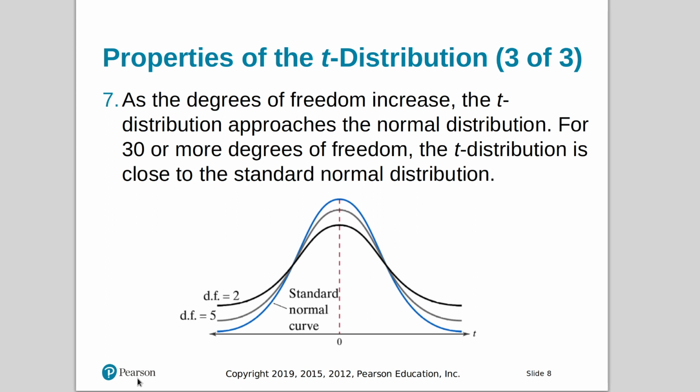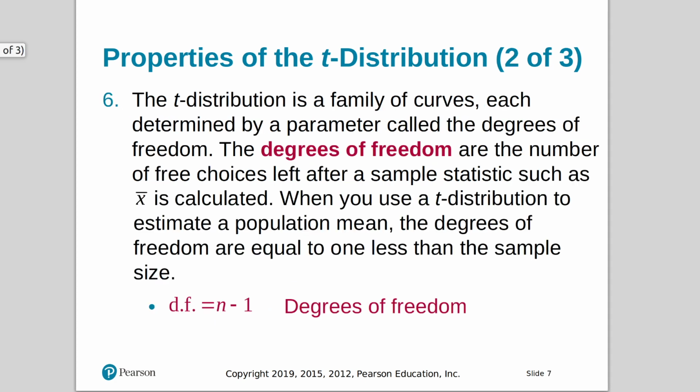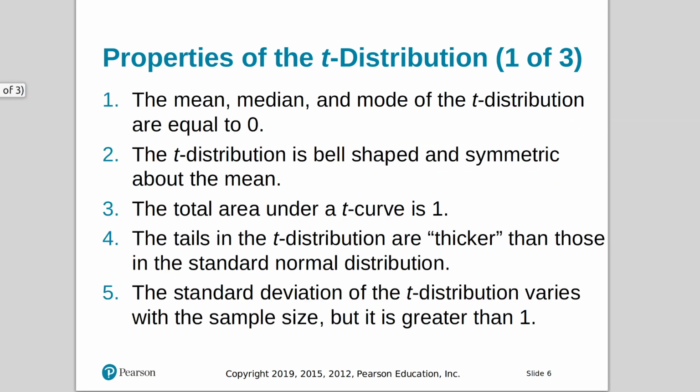And what happens in this curve, it has the mean, median, and mode down the middle. It's symmetric. The area under the curve is 1. It's just not quite the normal curve. There's more stuff on the edges. And I'll just pull these up here and see if I can navigate through this one. There we go. The mean, median, and mode of the t-distribution are 0. It's bell-shaped and symmetric. Total area under the curve is 1, and it has that thickness to it.